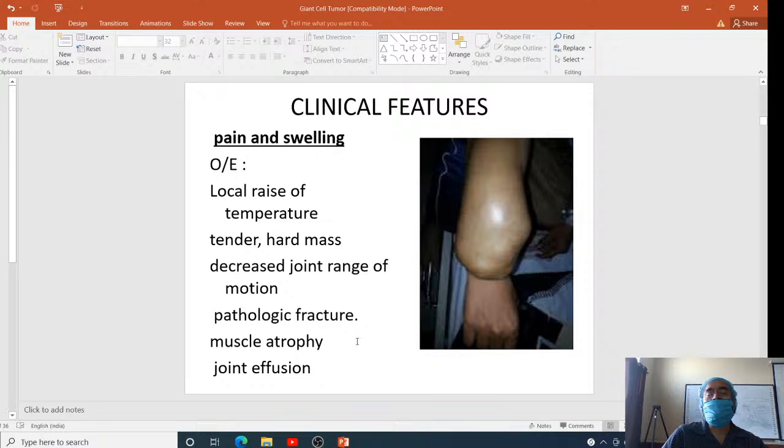So these are some of the presenting features of GCT. That depends on the anatomical location. It could be a lower end femur or upper end tibia near the knee joint, or it could be a lower end radius with a picture like this, or it could be an upper end humerus, or sometimes some abnormal locations like vertebral bodies. Vertebrae also can have these GCTs. GCT is giant cell tumor. Another name for that is osteoclastoma.